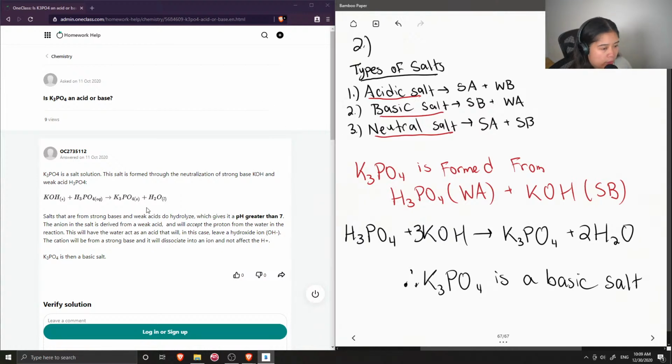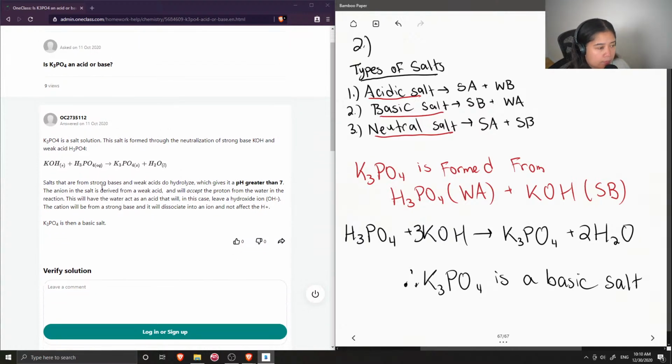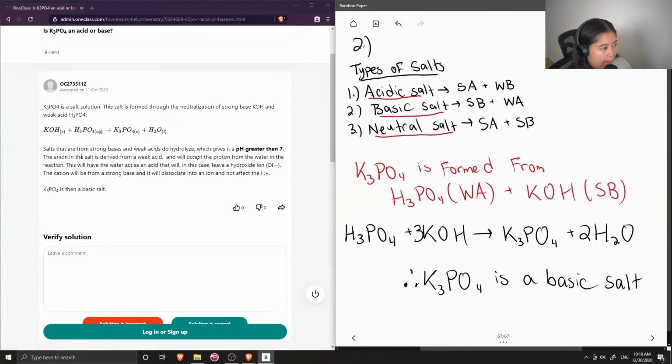Okay, so let's see what the junior tutor said. K3PO4 is a salt solution. This salt is formed through neutralization of a strong base and a weak acid. Salts that are from strong bases and weak acids do hydrolyze, which gives it a pH greater than 7.